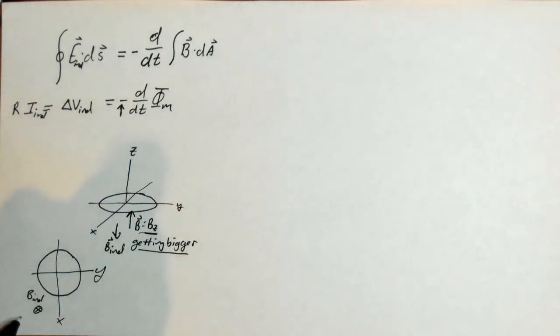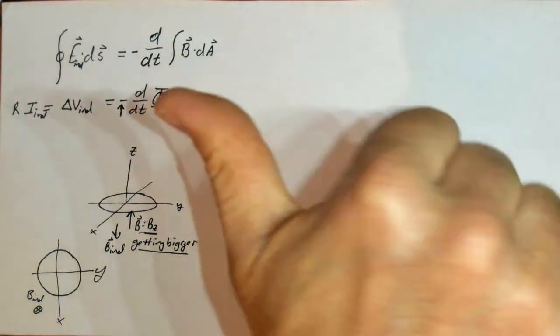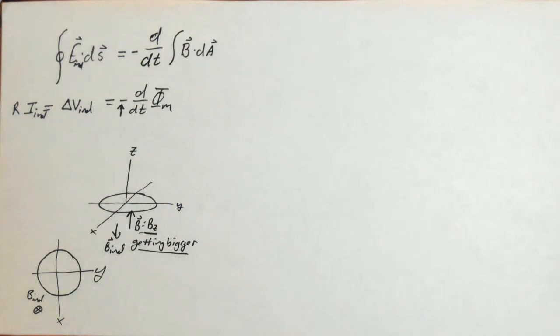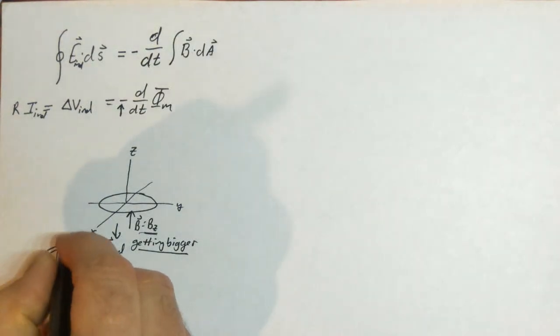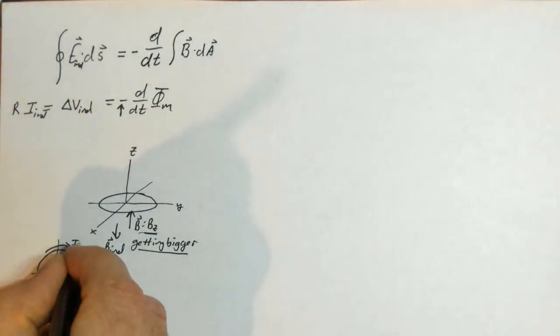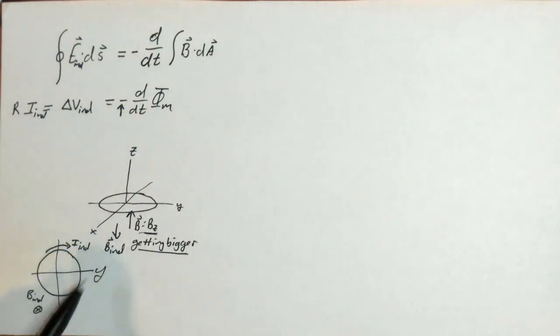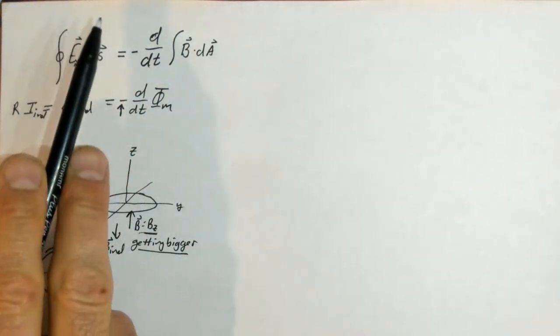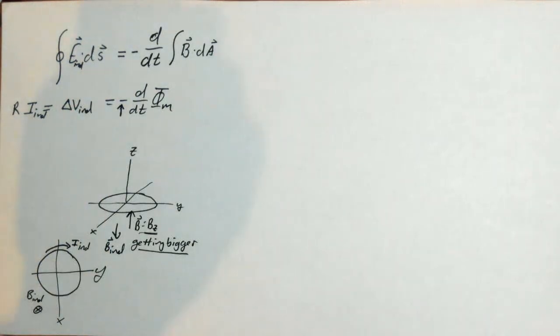All right, to create that I need my thumb to point down with my right hand, my fingers curl, and that makes a clockwise current. So this clockwise current is the induced current. Okay, that induced current creates an induced B field that goes down. So this applied B field, since it's up and getting bigger, the induced field needs to be down to oppose that getting bigger. All right, and so that's the direction the current would flow.